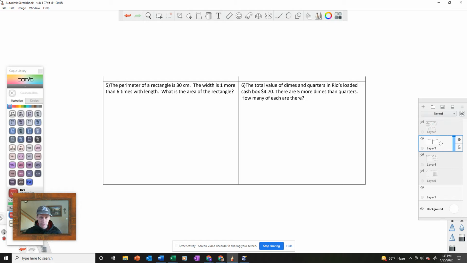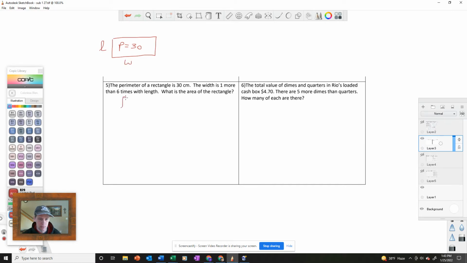The perimeter of a rectangle is 30 centimeters. I'm going to draw that. You should always draw these geometry questions. So here's your rectangle, and I know that the perimeter is 30. The width is one more than 6 times the length. All right. So let's say that this is the length and this is the width. What's the area of the rectangle?